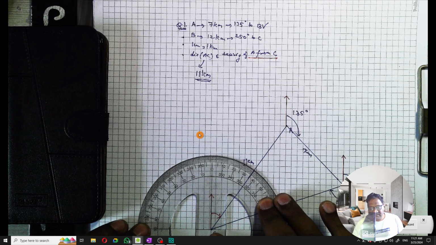Is that clear? So this is how, by drawing the diagram, you can get the answer to this question. So that's all for today. In this question, I've tried to explain the question on bearing, and I'll end this video here.